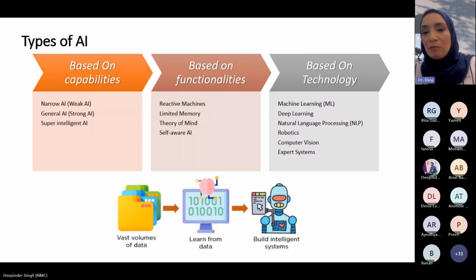Then the theory of mind. Again, this is a very advanced type, and the name is so obvious. It's a theory saying that AI will be able to understand emotions, behaviors, and needs, and make decisions depending on them and so on. So it understands the human.